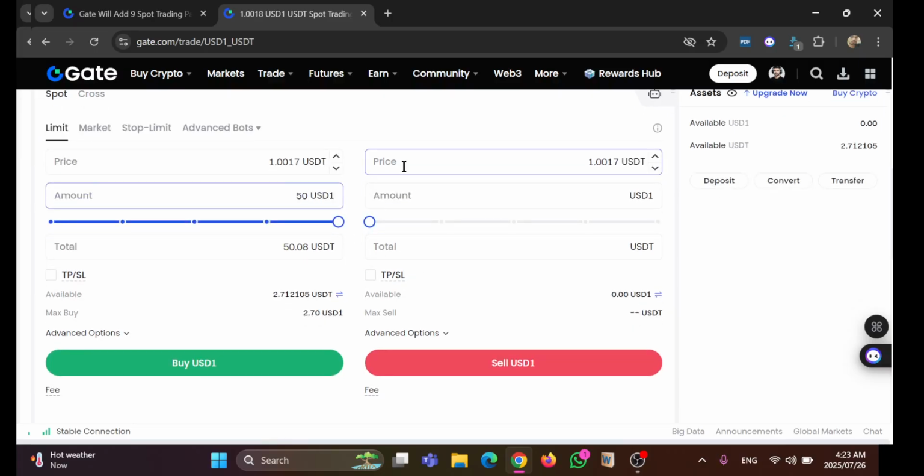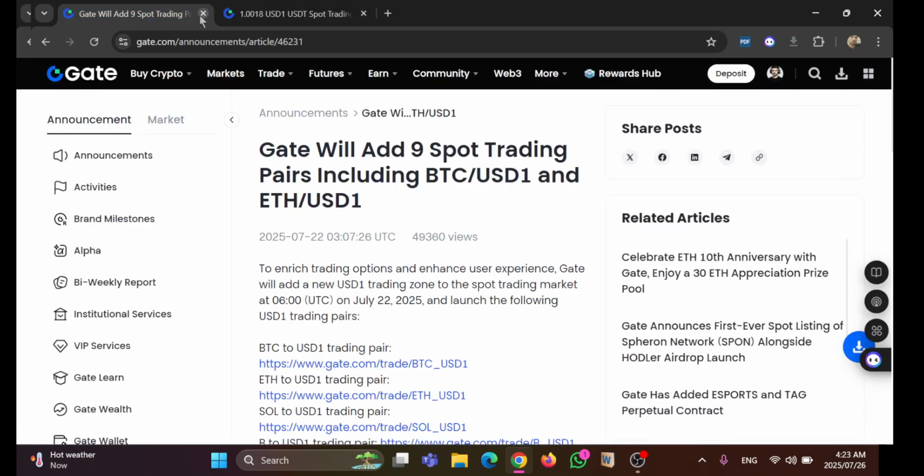And if you want to sell USD1, you can come here and the price is already entered, you can see, and just enter the amount you want to sell. Like you want to sell now 50 USD1, then click on the sell button and your USD1 will be sold. So you can see your buying price and selling price will be almost equal. Just buy USD1, and now let's see what we are going to do.